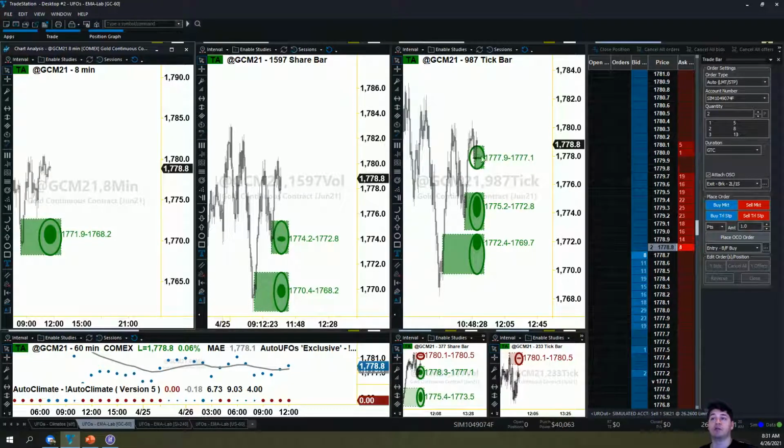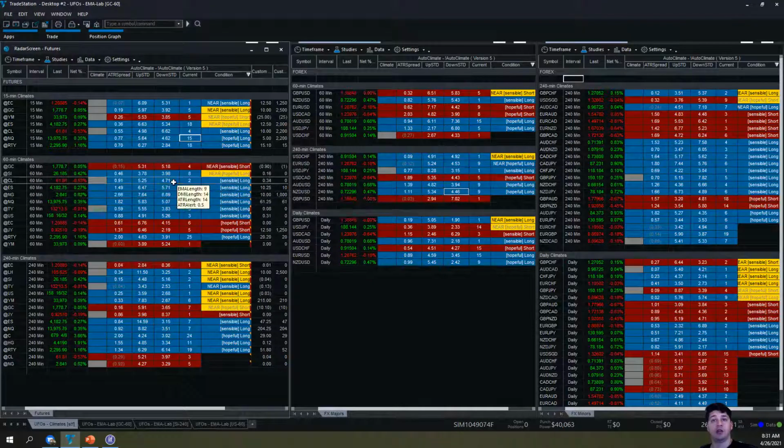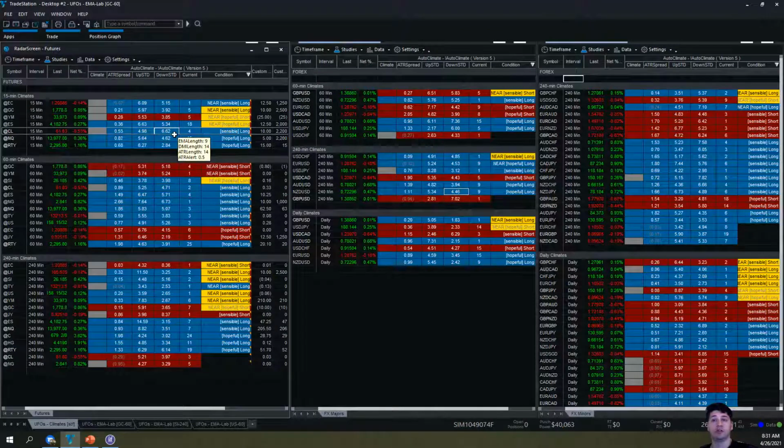We do see a UFO. I don't believe this one was here. This one just formed. So this might want to keep pushing to the upside. So this climate may become unconfirmed as the market pushes up. I'm seeing an alert on crude oil. Crude oil. Okay, so they're all sensibles, but they're not confirmed climates. So unfortunately, nothing to do there.